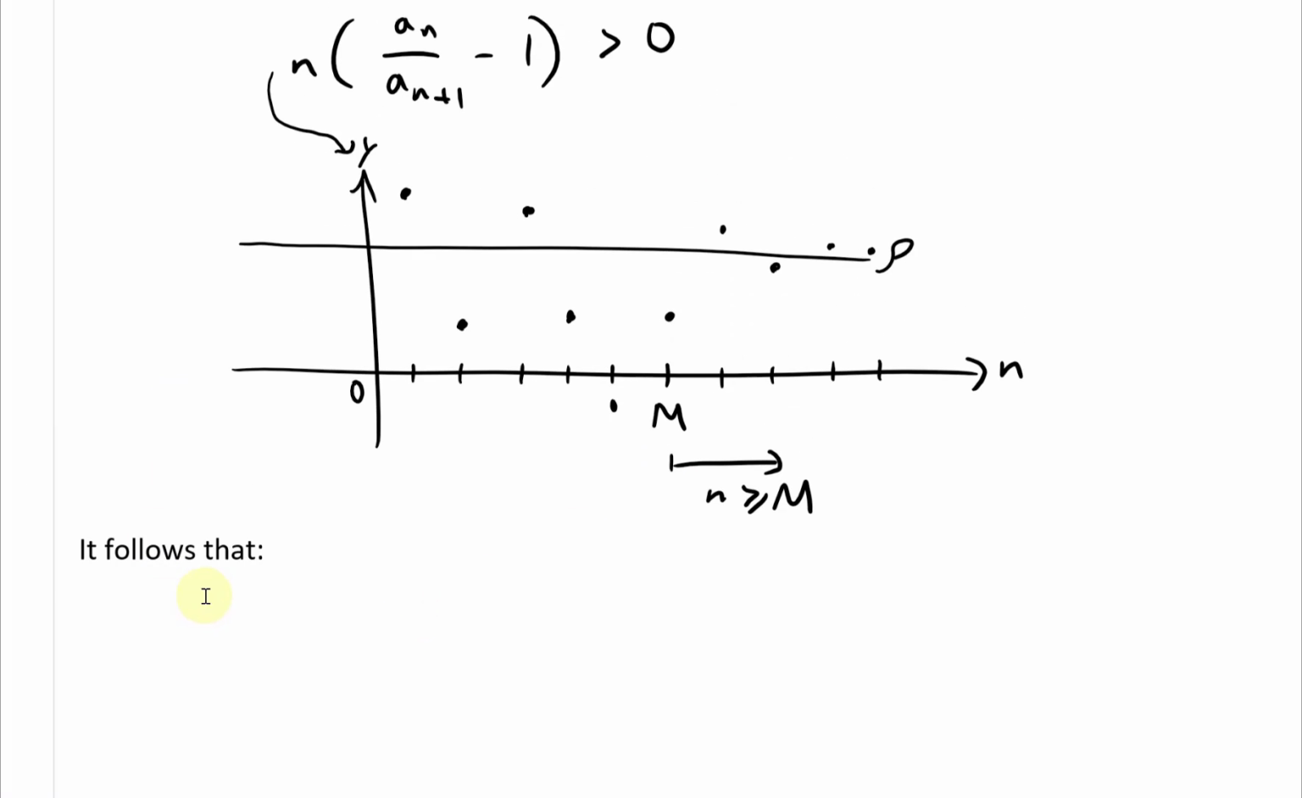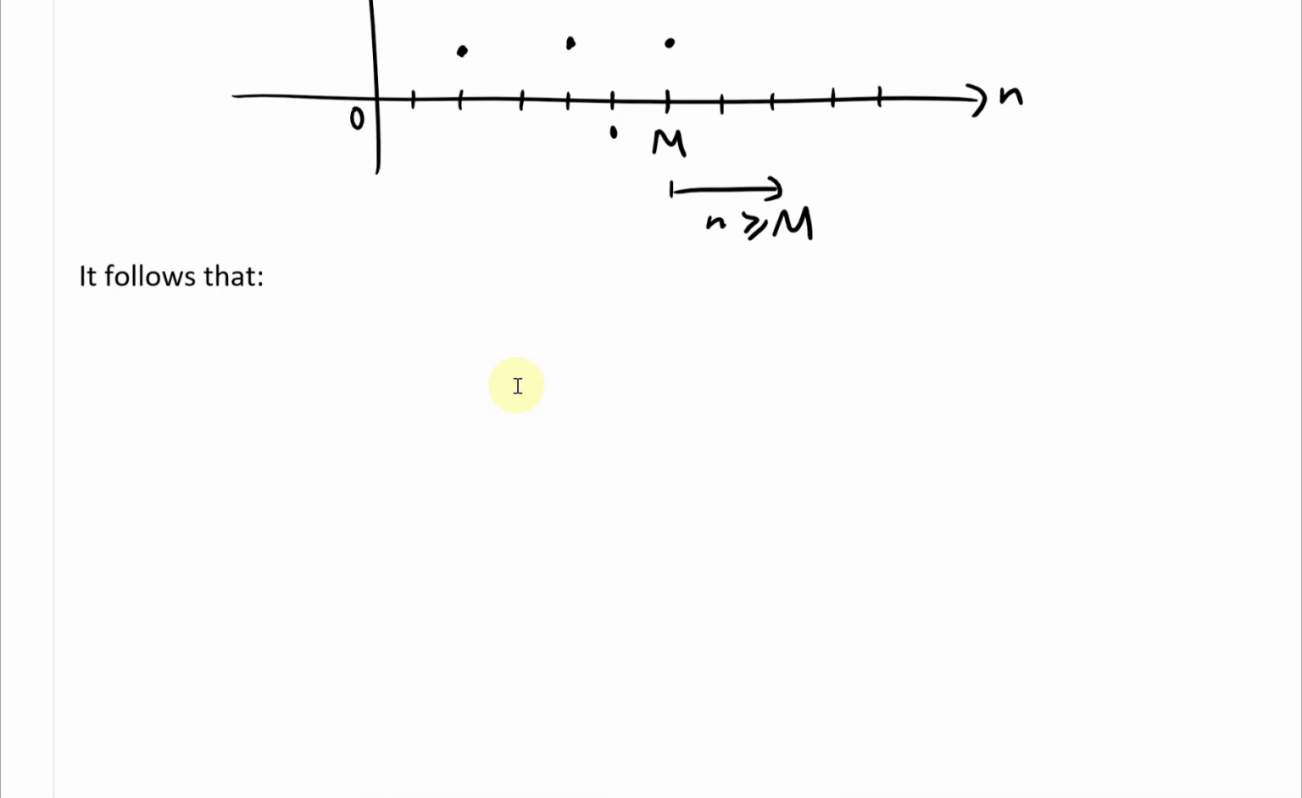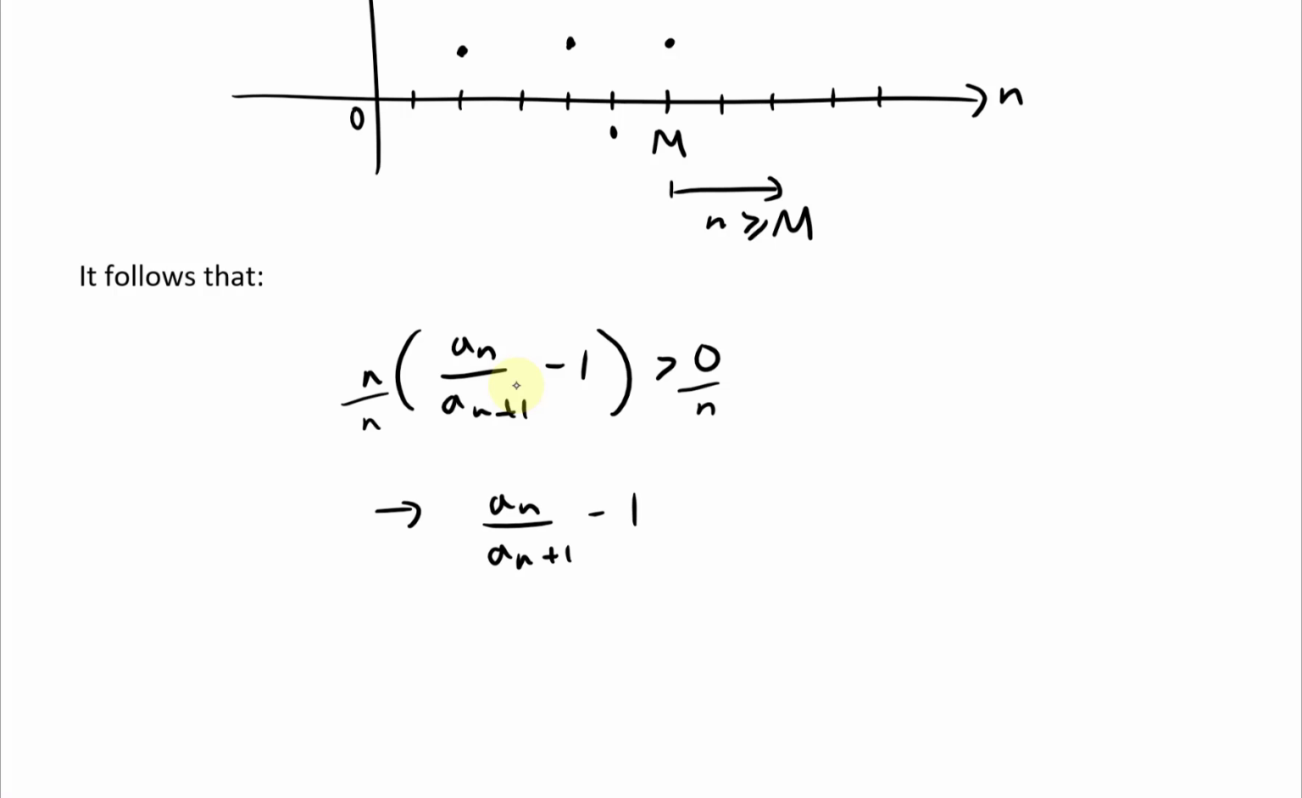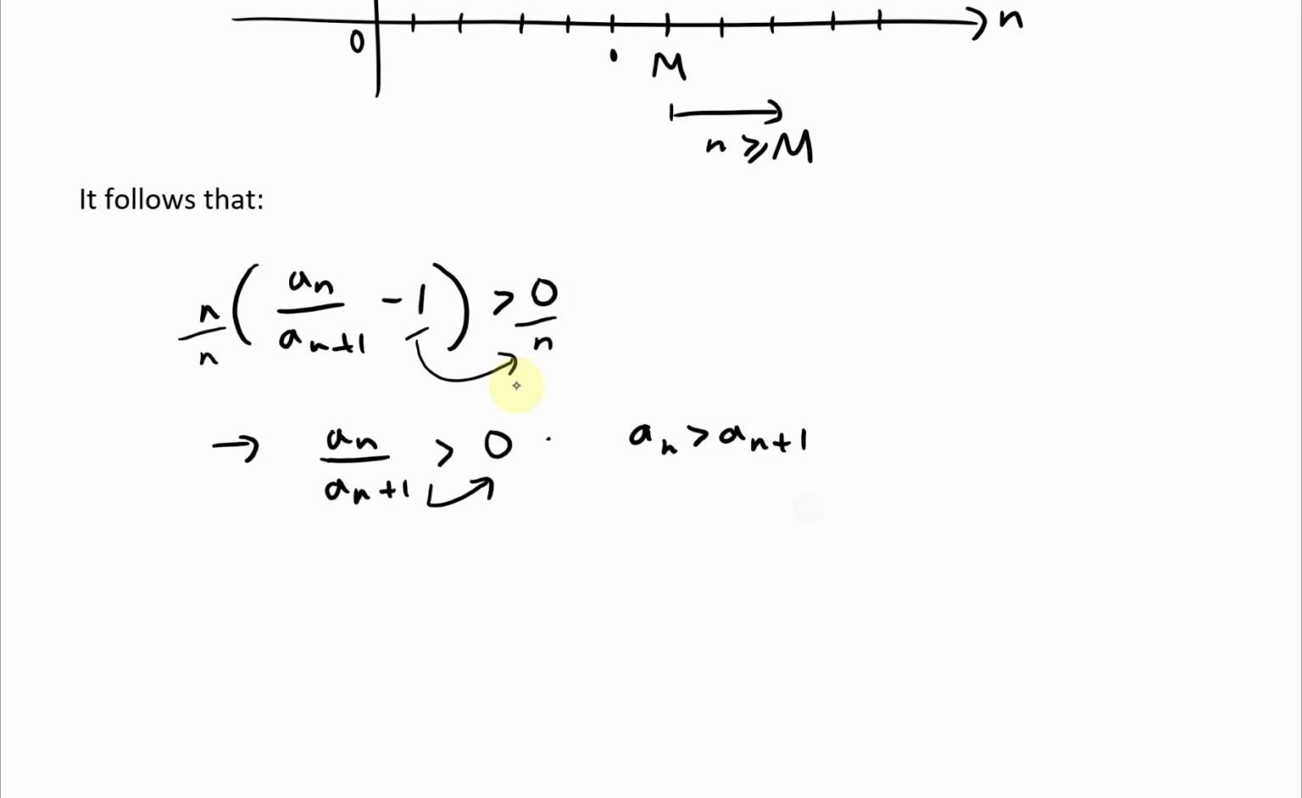Now it follows that, let's write this down again over here, so we have n times (an over an plus 1, minus 1) is greater than 0. Now we just divide by n on both sides, this stays 0, and this cancels. So what we're left with is an over an plus 1 minus 1 is greater than 0, or we can move this negative 1 to the other side and simplify further. So an over an plus 1 is greater than 1, which gives us an is greater than an plus 1. In other words, the terms are decreasing, so an plus 1 is going to be less than an.